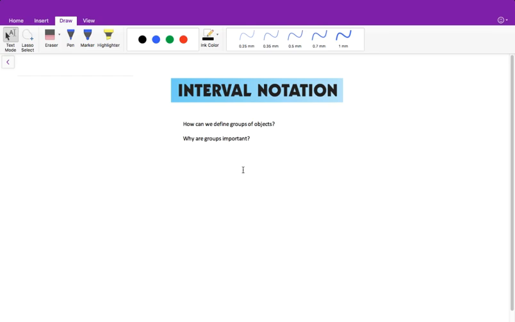So the next section that we're going to talk about is going to be interval notation. All right, so that is section B in your book. All right, interval notation. And remember our essential questions that we are going to focus on.